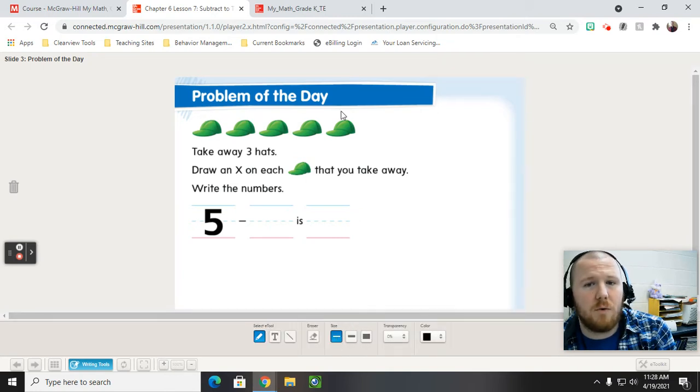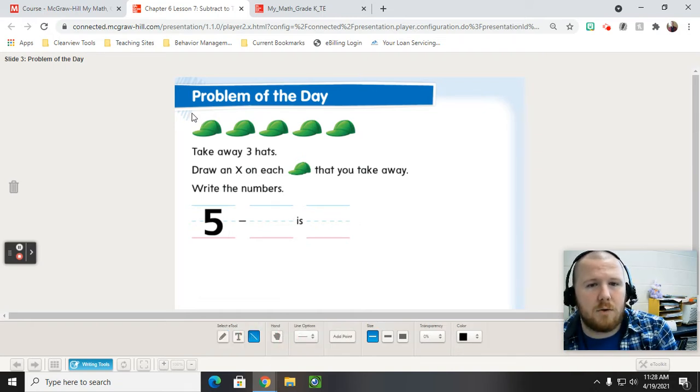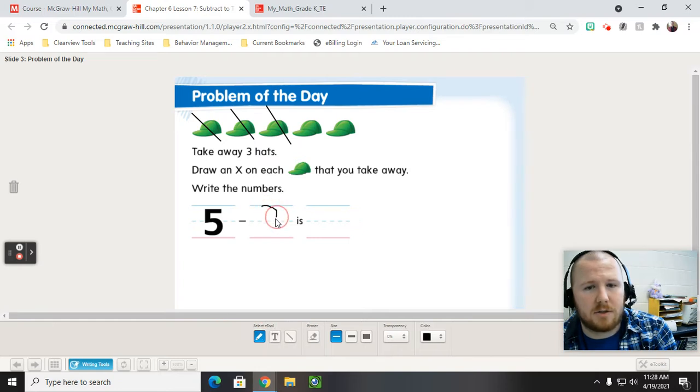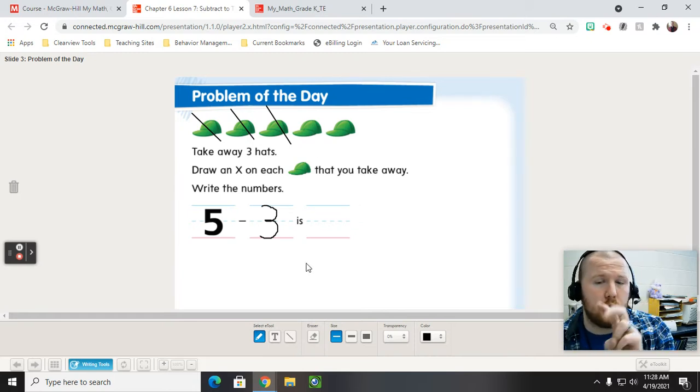One, two, three, four, five. Okay, I see a 5 there. Then it says take away 3. One, two, three. Okay, so I need to write down the number of what I took away. So I'm going to write down 3 because I took away 3. So then the blank right here says 5 minus 3, or 5 take away 3. My 5 minus 3 is what? How many are left? 1, 2. So we'll write down 2.